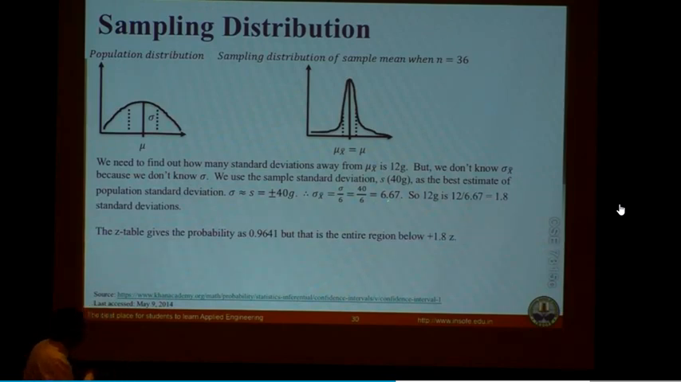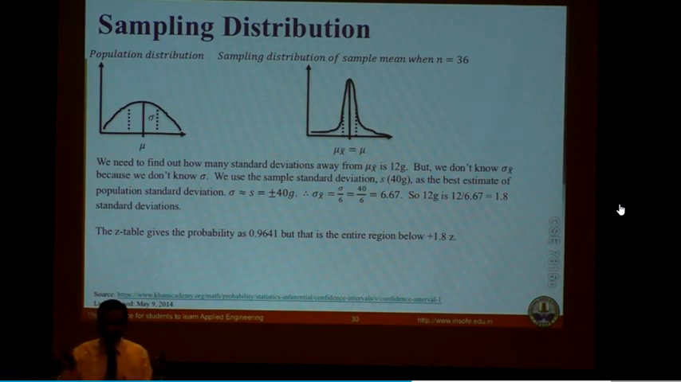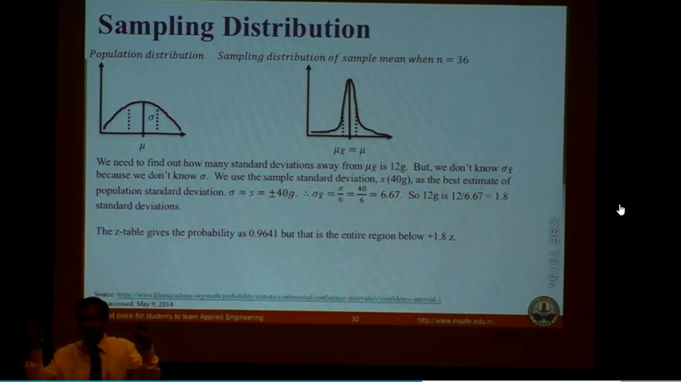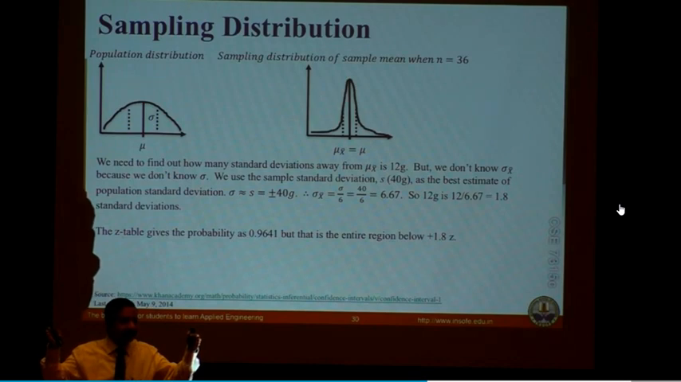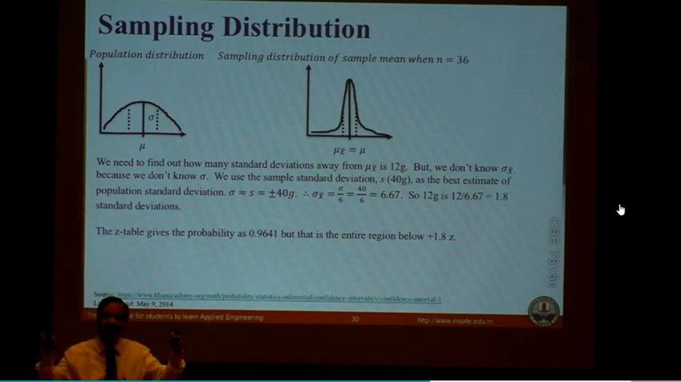If 6.67 grams is one standard deviation, how much is 12 grams? 12 divided by 6.67, or 1.8. Now that is the z-score. Within plus minus 1.8 standard deviations, I am trying to find out, is the sample mean within plus minus 1.8 standard deviations of the population, or is the population mean within plus minus 12 grams, or plus minus 1.8 standard deviations of the population?